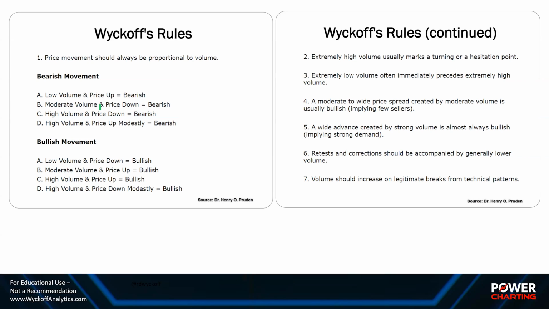B, moderate volume and prices down, which shows supply is starting to show up and is present, that is bearish. High volume and price down, that's active selling taking place on a high scale. That is likely institutional selling, bearish for sure. High volume and price up, but modestly. In other words, narrow spread, but high volume, that's churning. It shows effort and result, a key Wyckoff law, lots of effort and volume, very little price movement. The result is minimal, that is bearish.